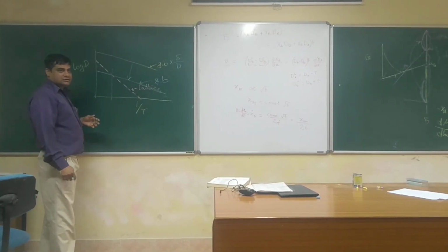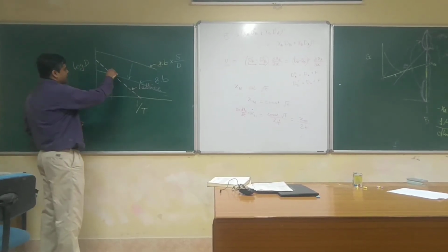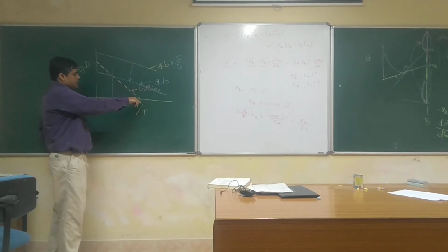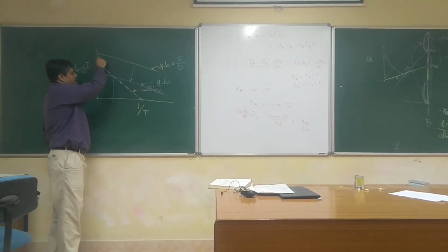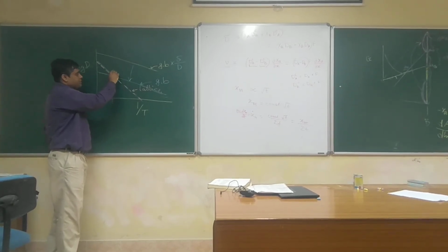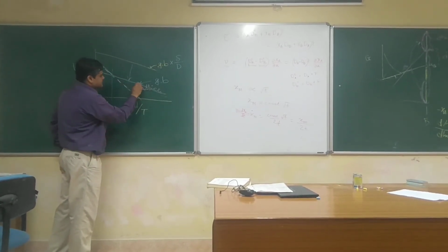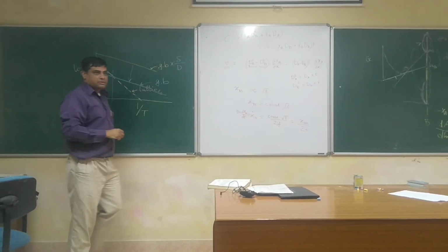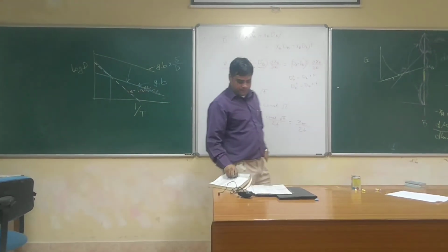That means it will intersect at a temperature. And in that case, as we said, at higher temperature your lattice diffusion is contributing more, whereas at lower temperature grain boundary diffusion will contribute more.